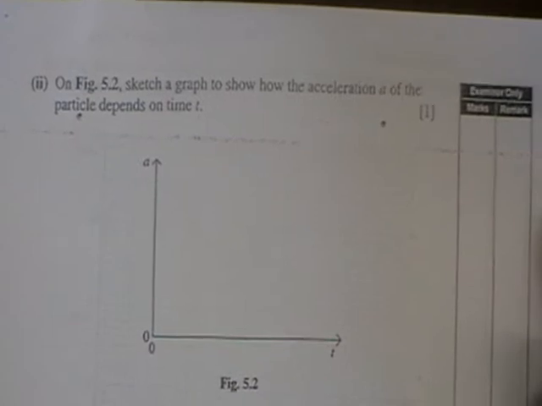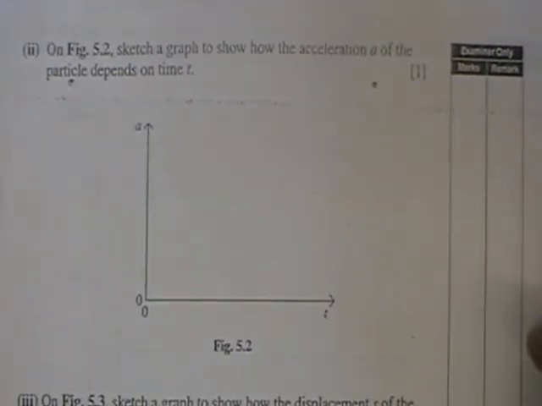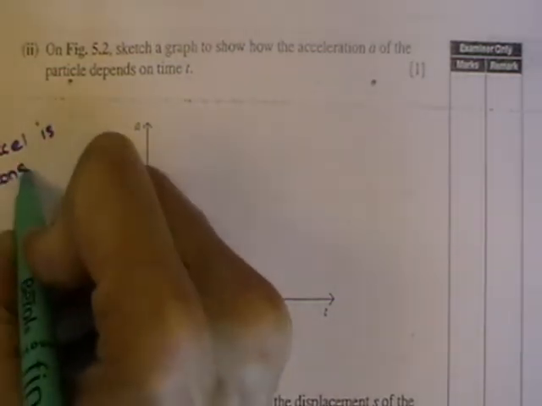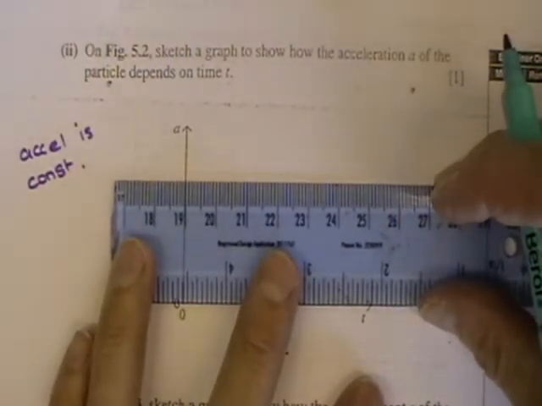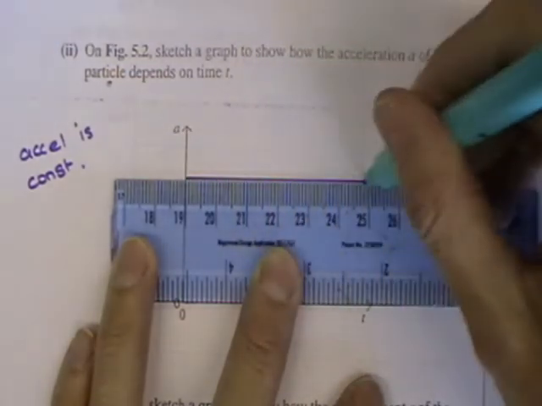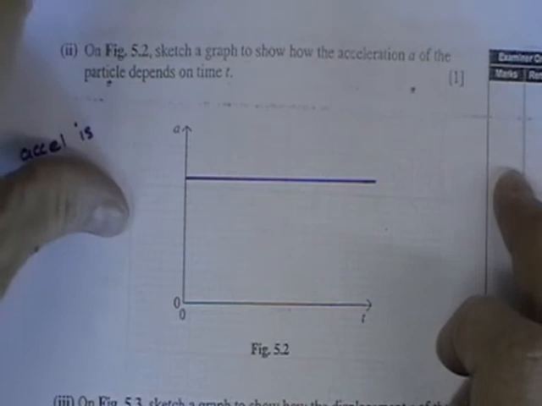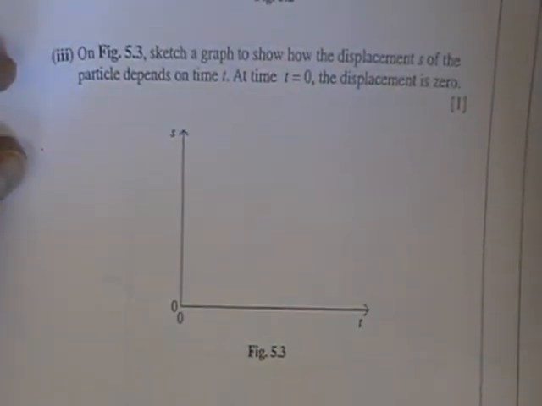On figure 5.2, sketch a graph to show how the acceleration of the particle depends on time t. So we know that the acceleration is constant, we can tell from the last graph. So it just has a constant value, and therefore we're just going to draw a straight line across, constant value, like that.